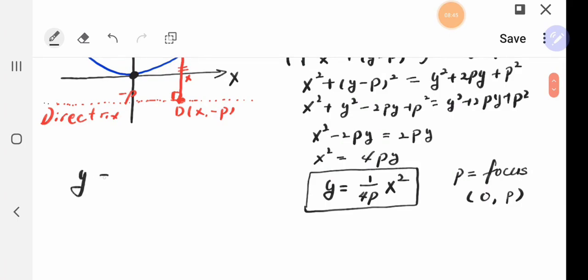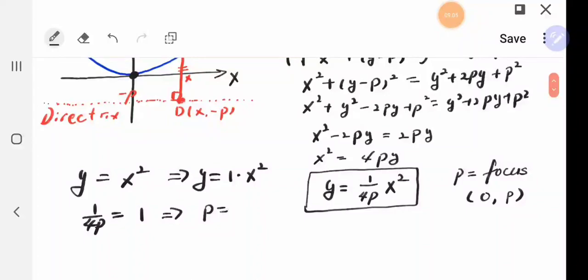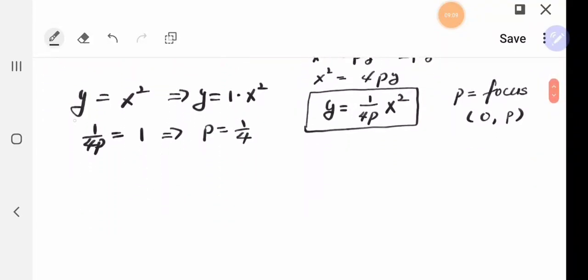So if y is equal to x squared, then 1 over 4p should be equal to 1. So this means the coefficient is equal to 1. So the coefficient 1 should be equal to 1 over 4p. This implies that p equals 1/4. So p is 1/4. So if the graph of this will be, the focus will be 1/4. This is 1, then 1/4 is this one. This will be the focus.